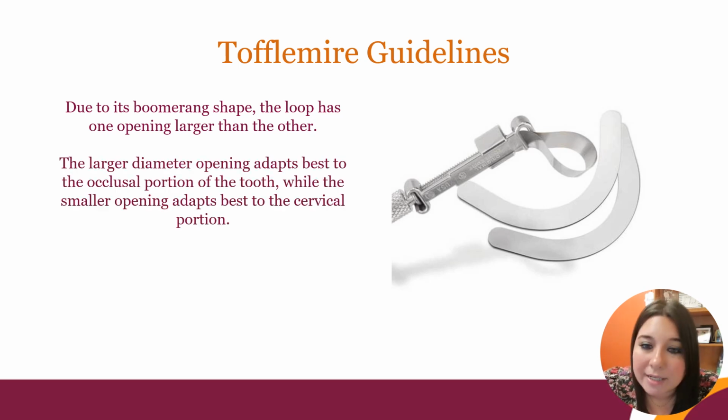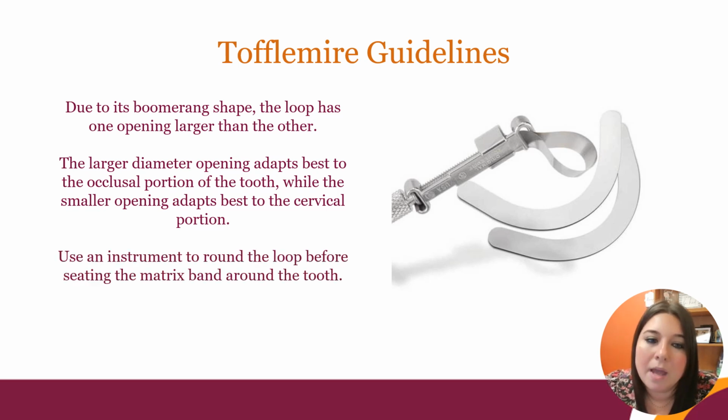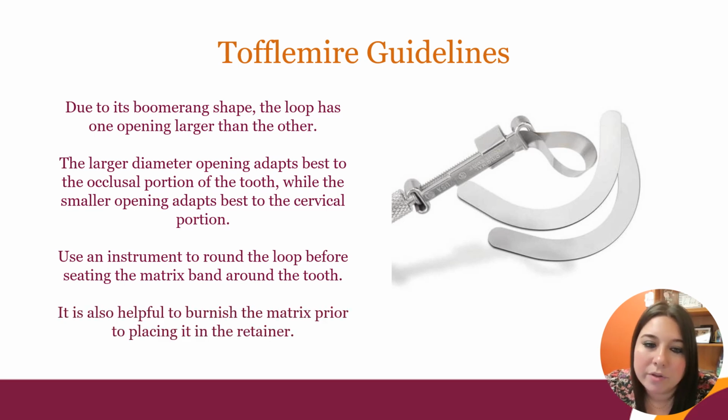So the larger diameter opening adapts best to the occlusal portion, the smaller opening adapts better to the cervical portion. And then you don't want to use an instrument to round the loop before you are seating the matrix band around the tooth. It's just going to help contour better to the tooth. It's also helpful to burnish the matrix prior to placing it in the retainer.